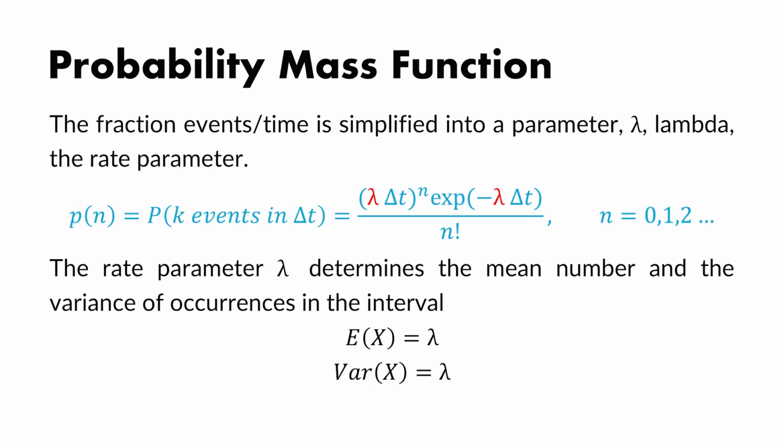You can simplify the fraction number of events over interval of time into the parameter that we call lambda, that if you make the calculations you can see it's going to be equal to the intensity function. So we have a constant intensity function equal to lambda. The lambda is also the mean number and the variance of events in the interval.